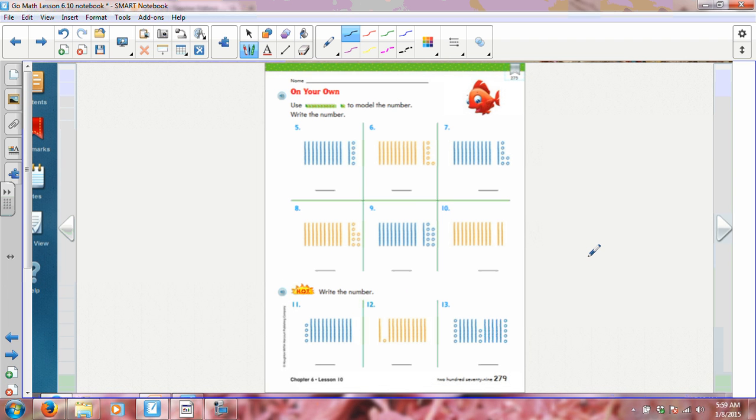The only thing that's different for the hot problem is that some of the ones are mixed in with the tens, but I want you to go ahead and figure that out. Remember to count all of your tens together and then count your ones. Go ahead and complete all of this page. Pause the video while you do so.